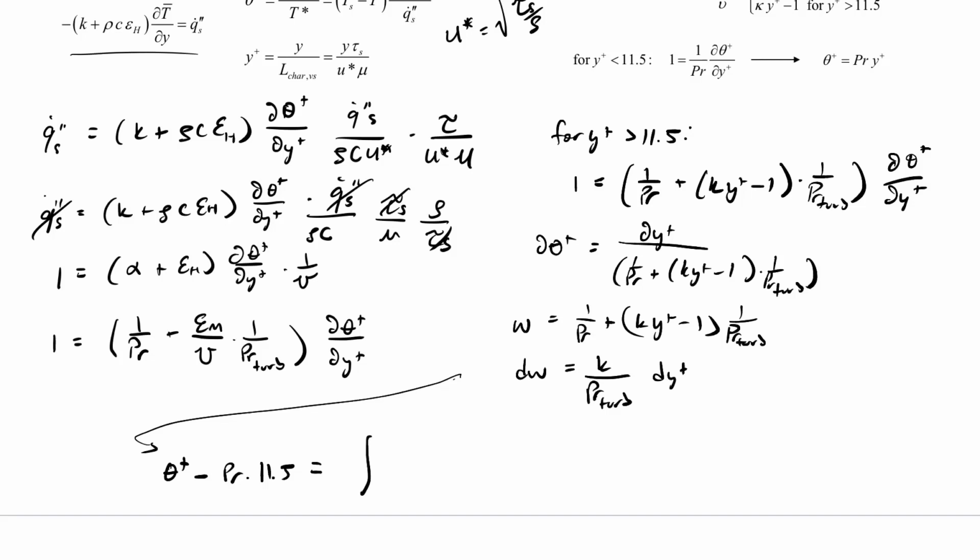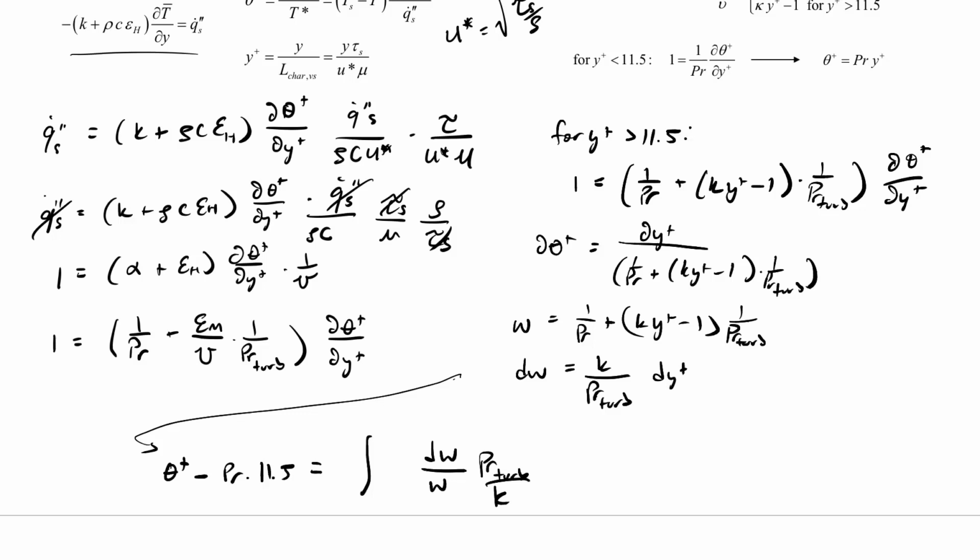So we'll come back to what that is, but it's then dw over w times the turbulent Prandtl number over kappa. So what are the limits on this integral going to be? I already did the integral on the left-hand side from 11.5. So what are the limits on that? We have to do the limits in terms of w.